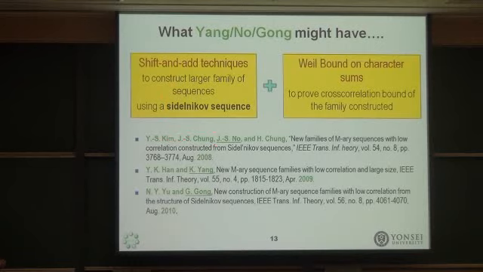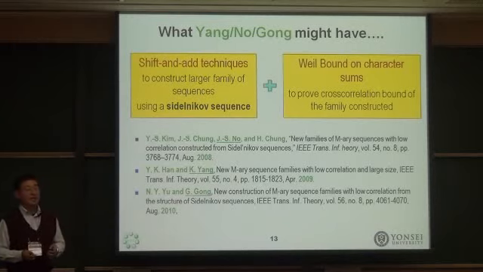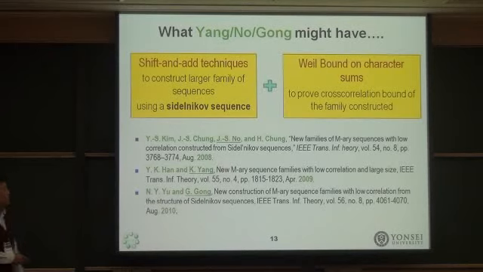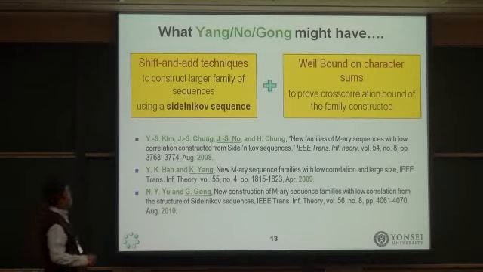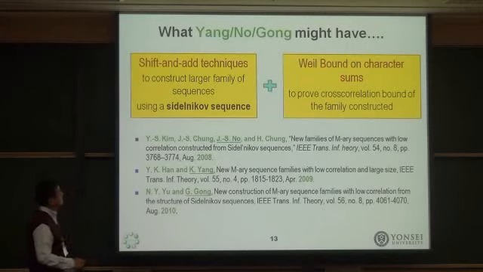So in 2008, 2009, and 2010, in a series of papers, they presented results claiming that they were able to construct families with a still larger size by adopting a shift and add technique of Sidelnikov sequences in addition to constant multiples. So they take constant multiples of Sidelnikov sequences, and then they take all different possible cyclic shifts, and then they choose a pair, and then they add up, and they produce a lot more members in the family. And the major technique was the Weil bound on character sums to show the cross correlation bound.